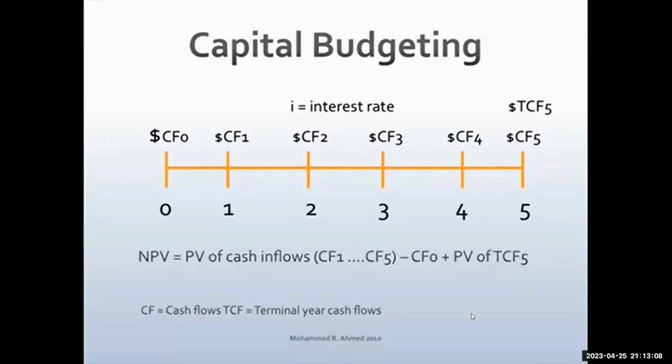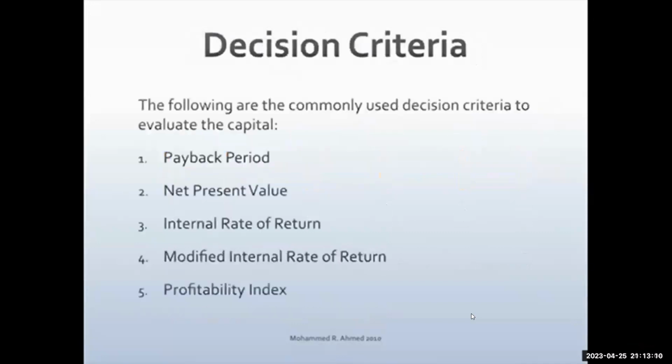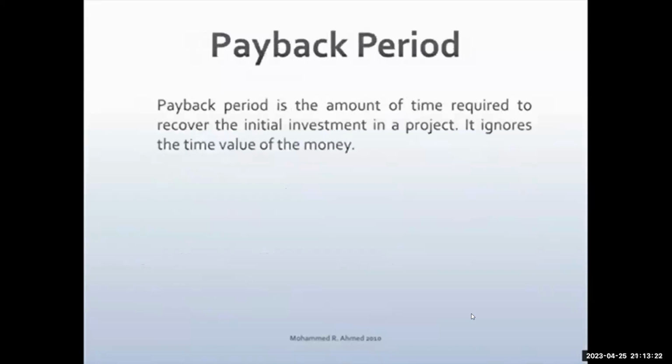The following are commonly used decision criteria to evaluate a capital budgeting project. Number 1, payback period. Number 2, net present value. Number 3, internal rate of return. Number 4, modified internal rate of return. Number 5, profitability index. Payback period is the amount of time required to recover the initial investment in a project. It ignores the time value of money.